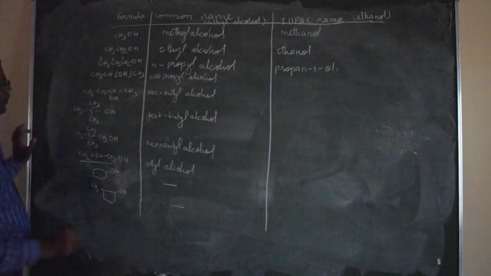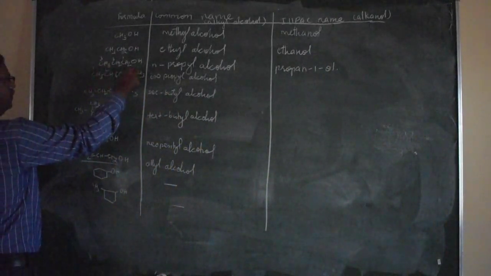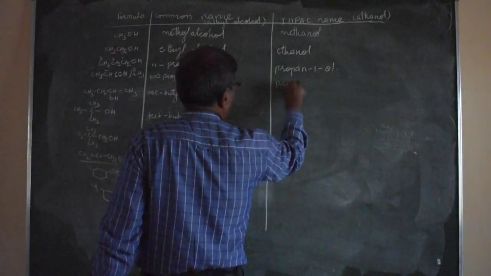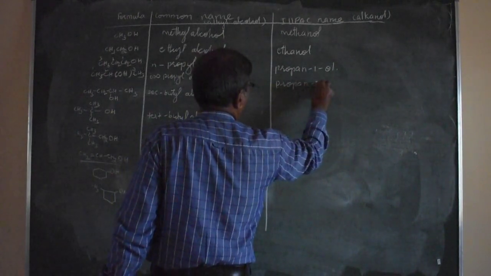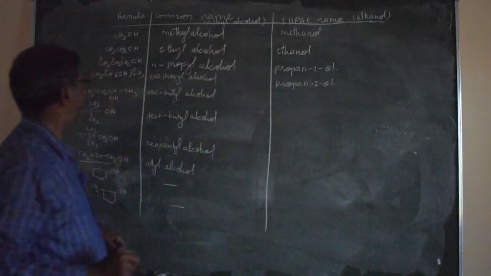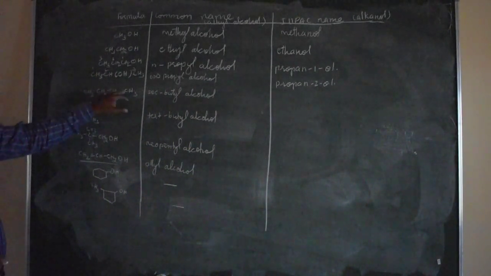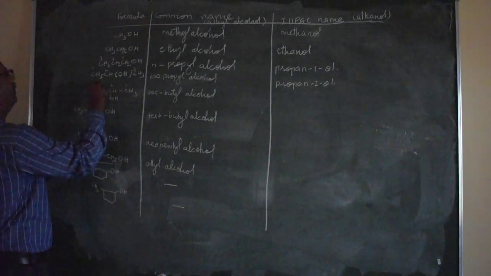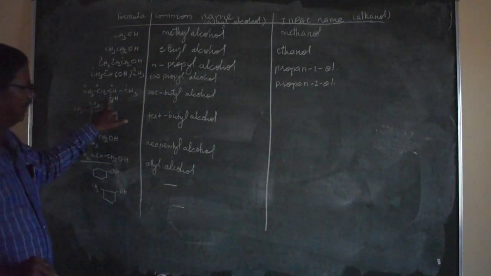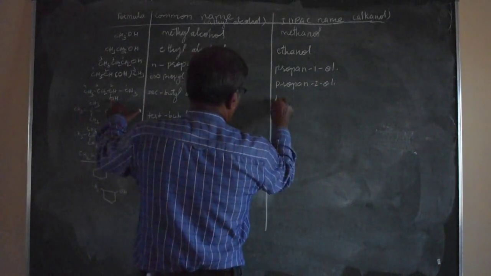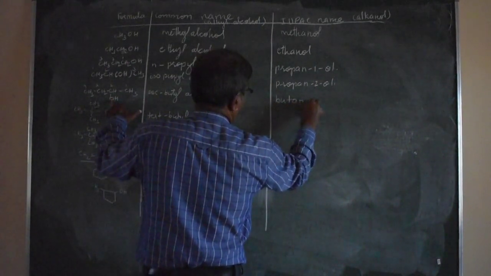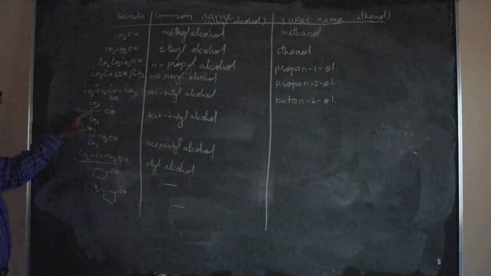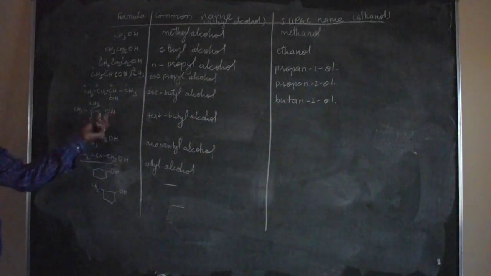Then this is propan-2-ol. 1, 2, 3. So it is propan-2-ol. On the second carbon we have the OH functional group. This one has 4 carbons in total, butane. On the second carbon we have OH. So it is butan-2-ol. Okay. Then this one is tertiary butyl alcohol according to the common name.